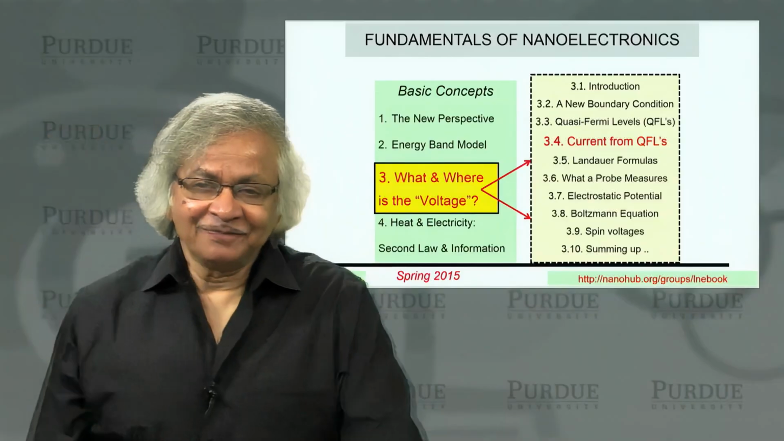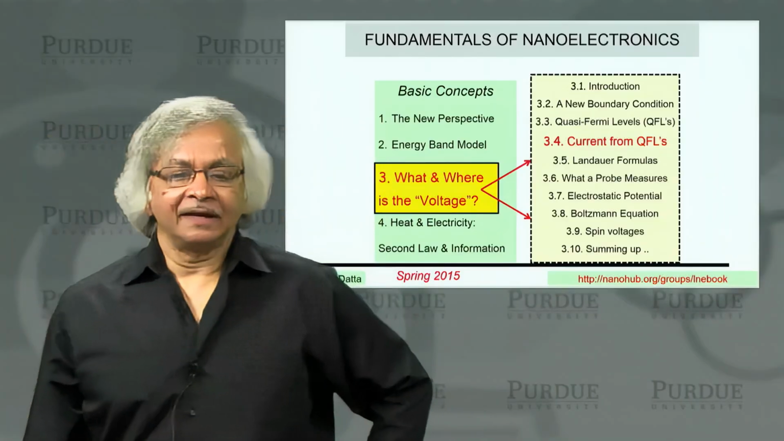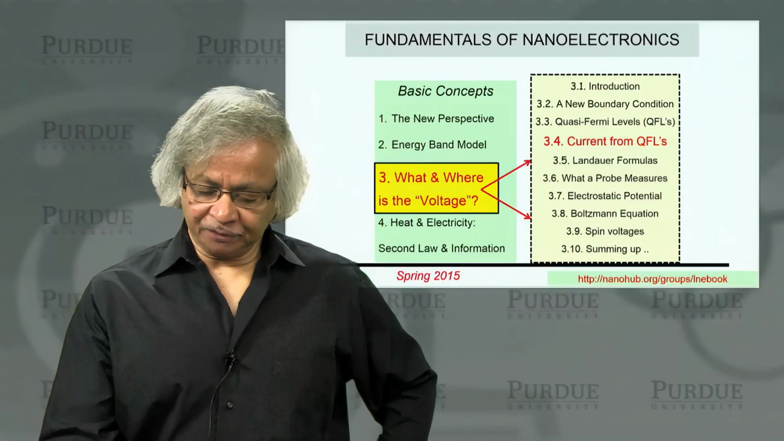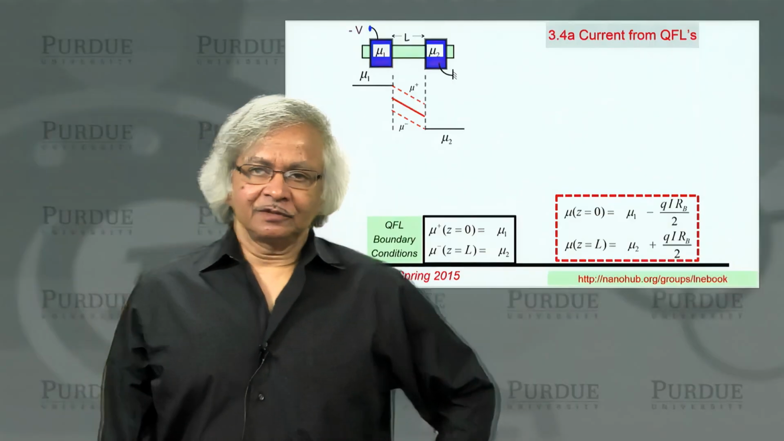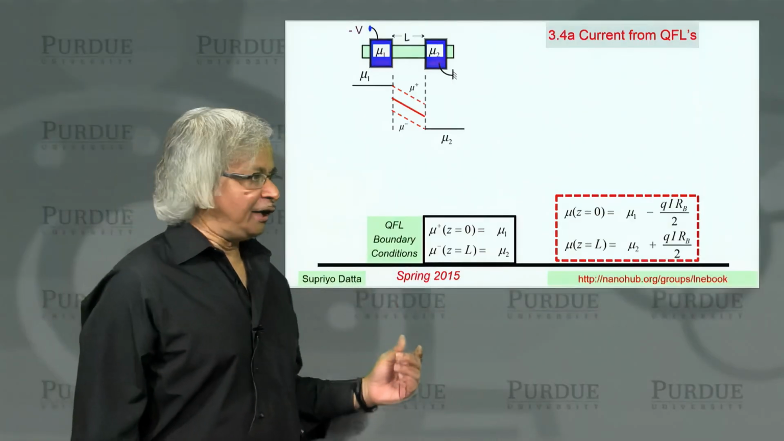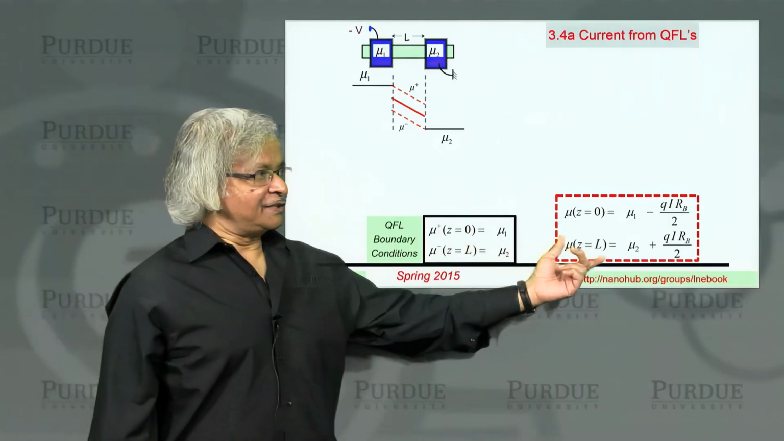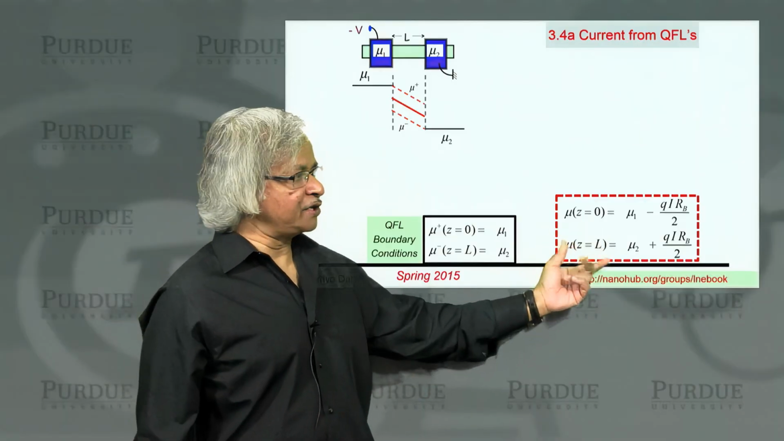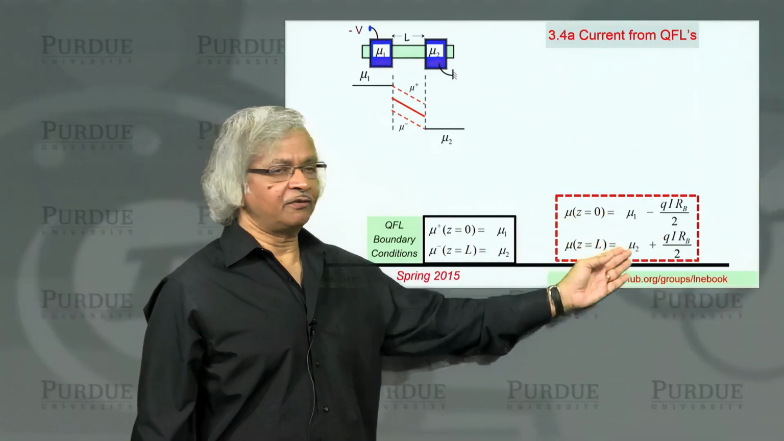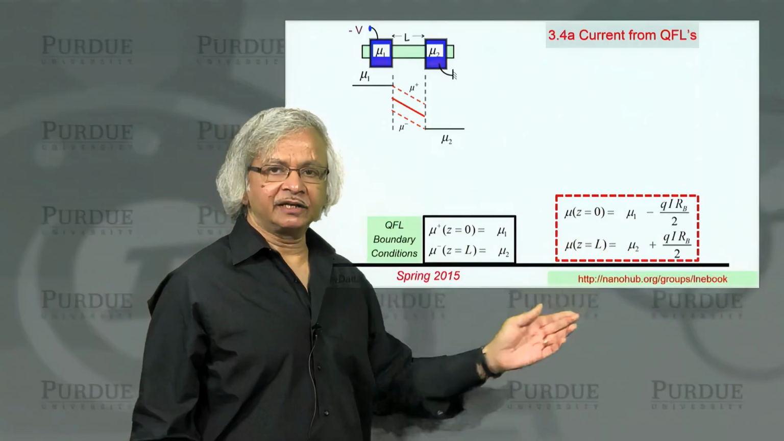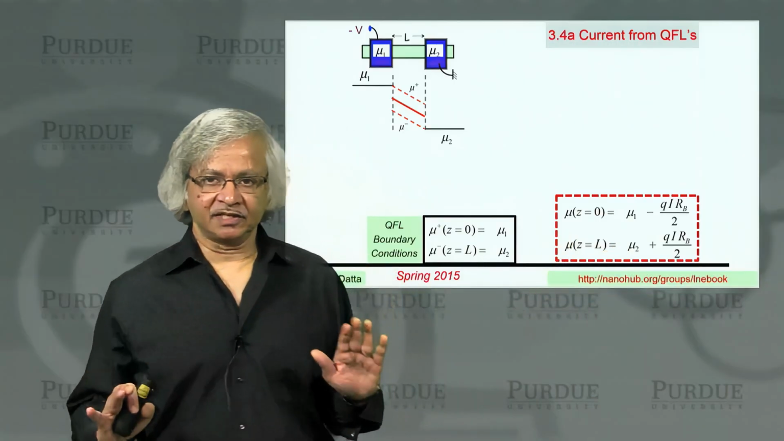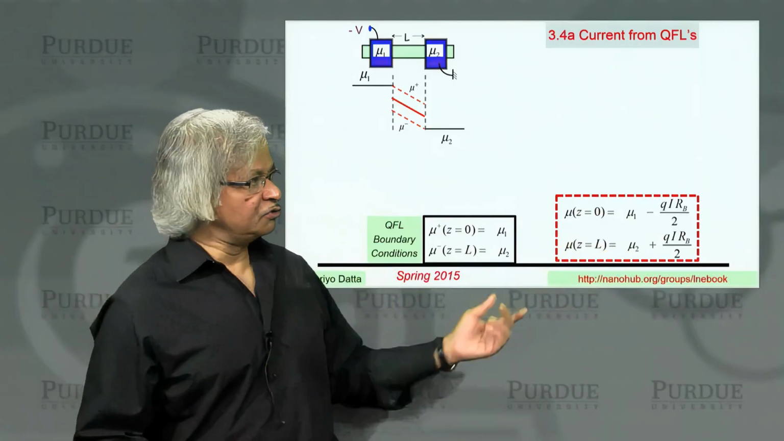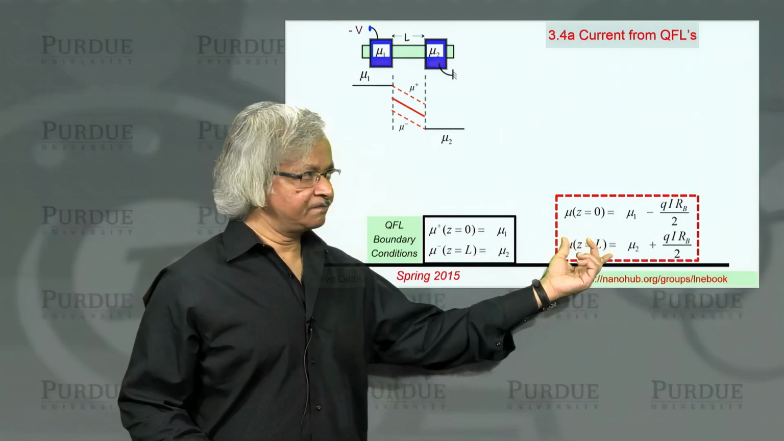Welcome back to Unit 3 of our course, and this is the fourth lecture. Now, as you may recall, in the second lecture, we tried to show that if you use the diffusion equation and use this new set of boundary conditions, you'd get the results that we have been discussing in this course. That includes the ballistic resistance.